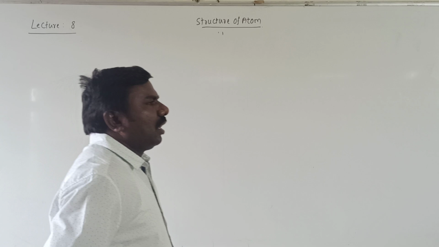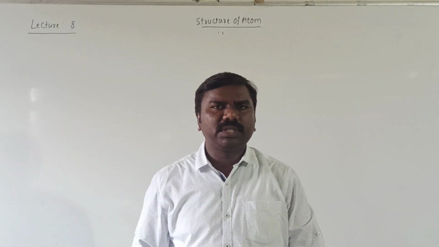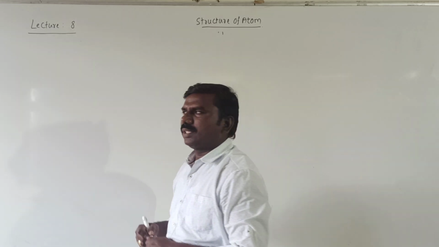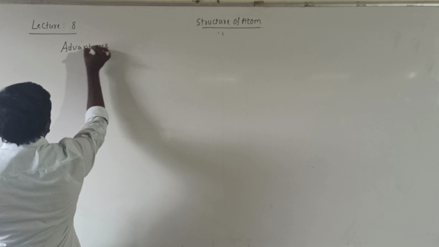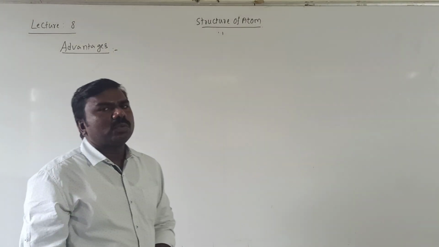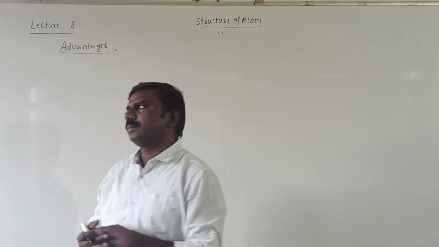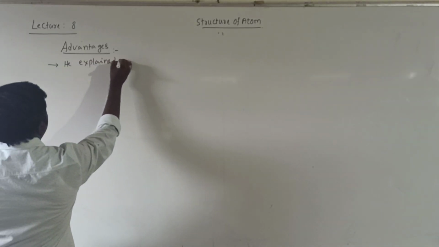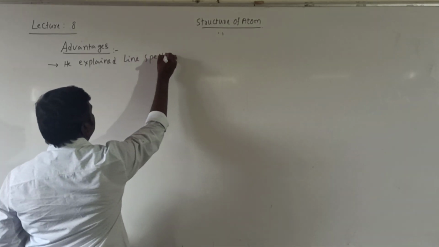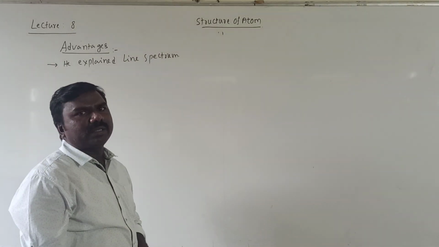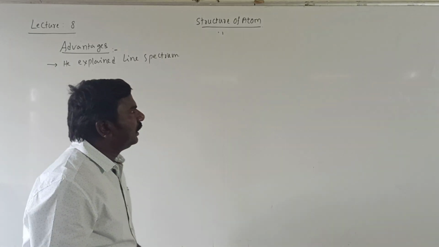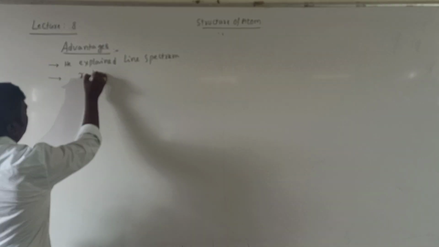Next, what are the advantages and disadvantages of Bohr's theory? Advantages of Bohr's theory: what did he explain by this theory? First, he explained the line spectrum of atoms like hydrogen. Second, the radius of the orbit.